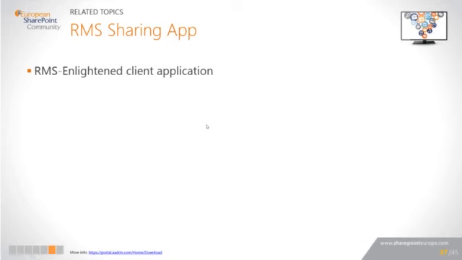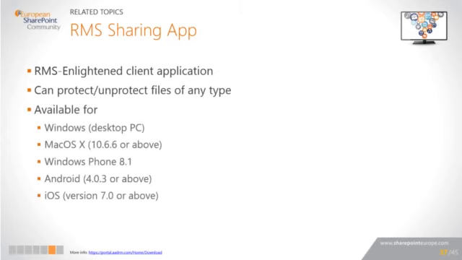This is an RMS Enlightened client application that is able to protect any type of file and is available for all major desktop and mobile platforms. So you can install it on all of these. It connects to the RMS in your organization, being it ADRMS or Azure RMS, and is able to encrypt and decrypt files and enforce usage policies so that they can be safely shared with specific people. Let me show you how it works.